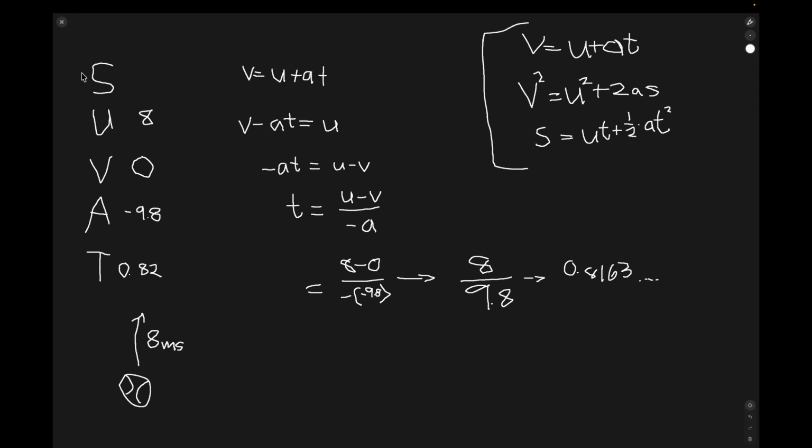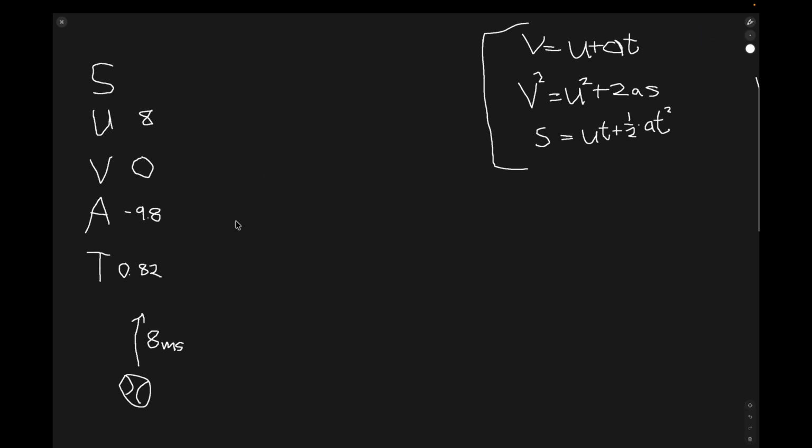Now let's find our displacement at the top. So S is equal to, we don't even need to do any rearranging. S is equal to, we're going to use this one here. We'll just put the numbers straight in. So ut, so 8 times 0.82.